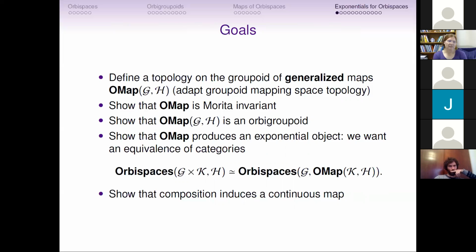So this is the long list of goals that we might have for this project. We want to define a topology on these generalized maps. We want to show that it's Morita invariant, so it really is a mapping space for our Orbi spaces. We might want to show that we get an Orbi groupoid, so we could actually talk about the Orbi space of maps in certain conditions. You might want to ask whether it produces an exponential object that satisfies that standard adjunction. You might want to ask whether you can get an enriched category so that composition induces a continuous map enriched over topological groupoids or something like that.